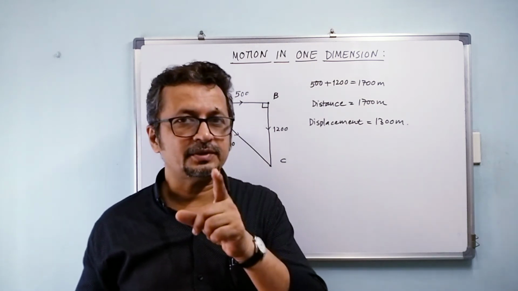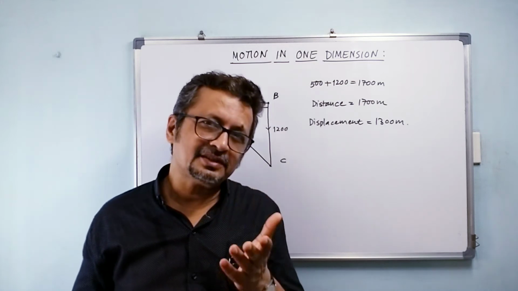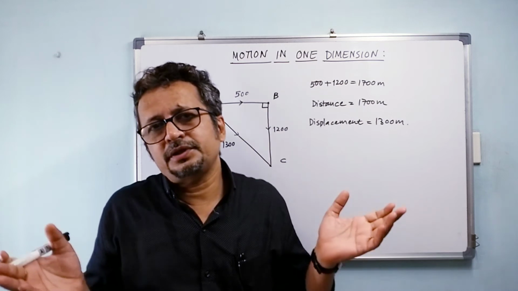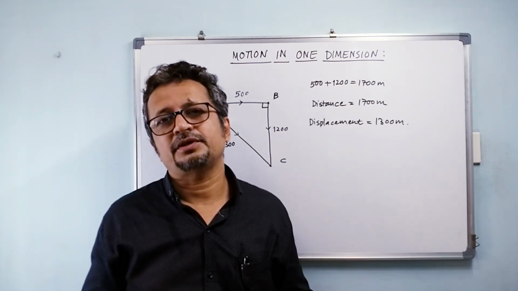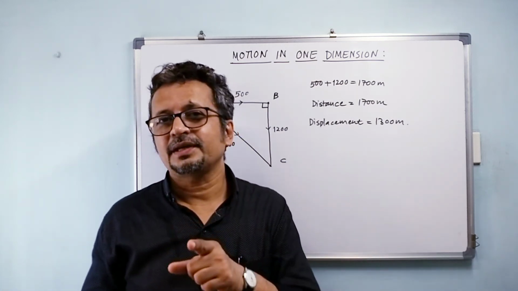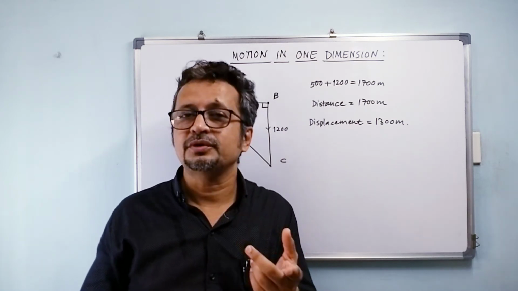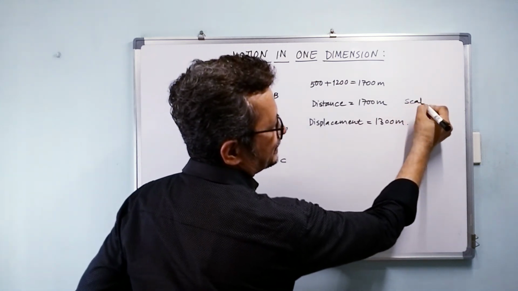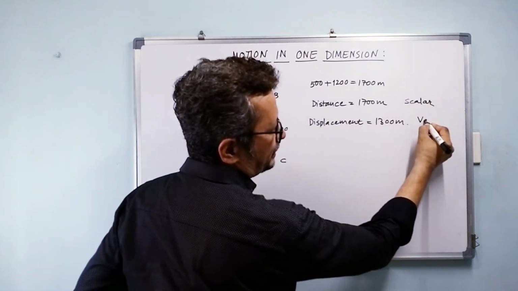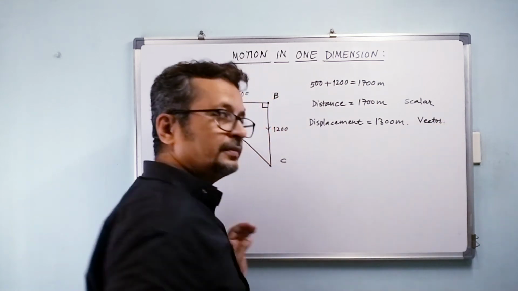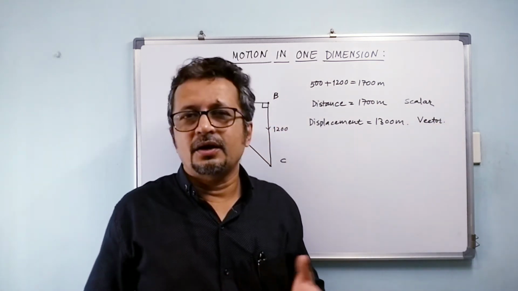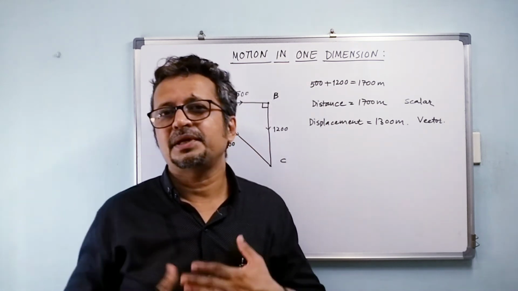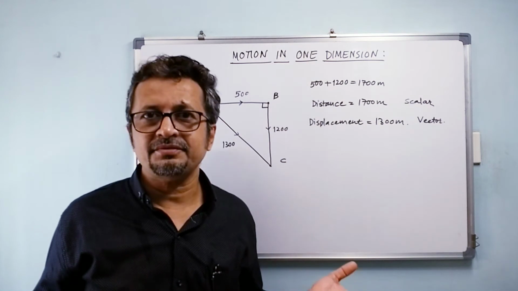Distance and displacement. So obviously, for distance, was the direction important? No, I don't need any direction for stating the distance covered. But when I say displacement, then yes, I have to specify the direction. So obviously, distance is a scalar quantity and displacement is a vector quantity, right?